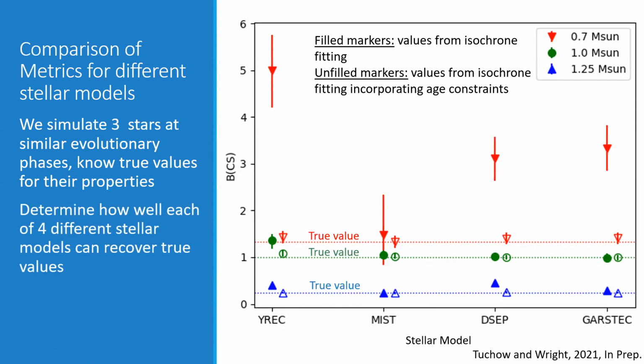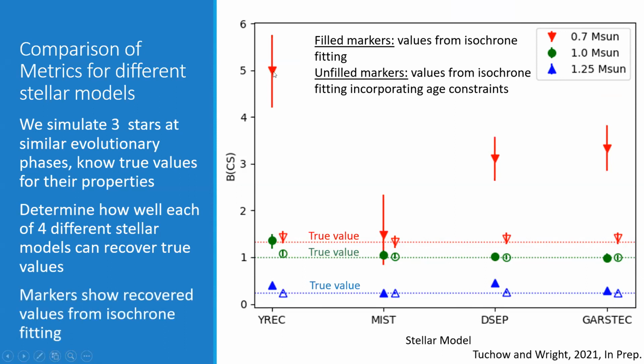So we determine how well each of these 4 different stellar models can recover the true values, since we know the actual true values from a traditional model. So over here we have a given metric. This is a metric that depends on the time spent in the habitable zone, including those bladely habitable planets. And one can see how well we're able to recover the actual true values, which are these dotted lines over here.